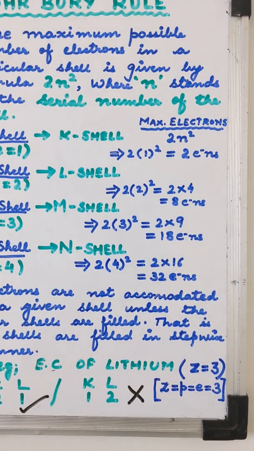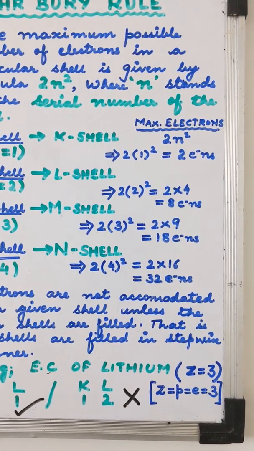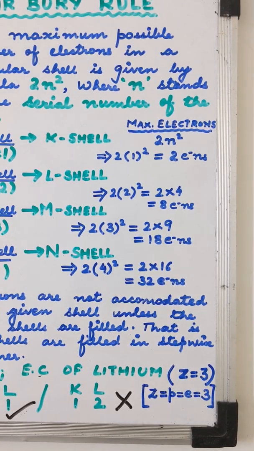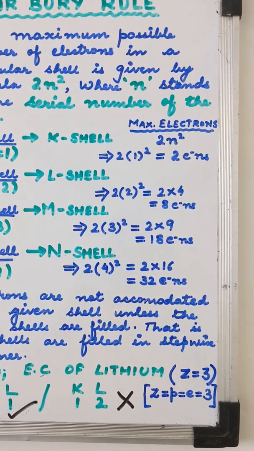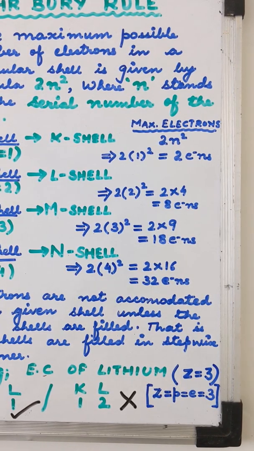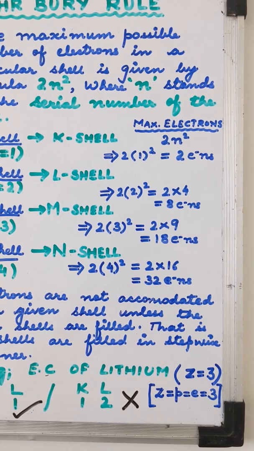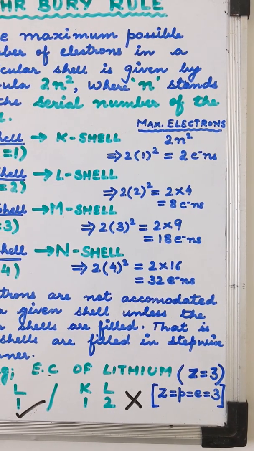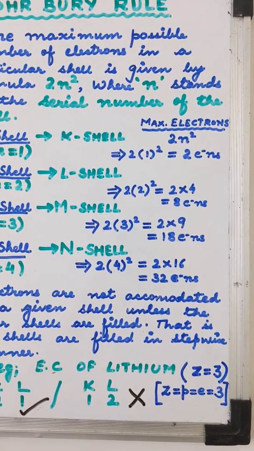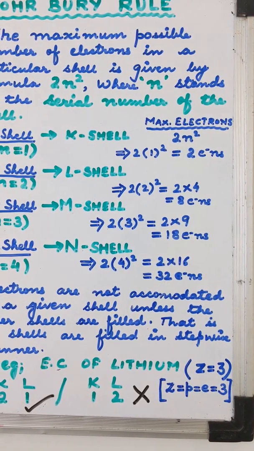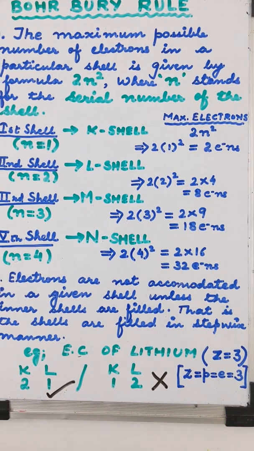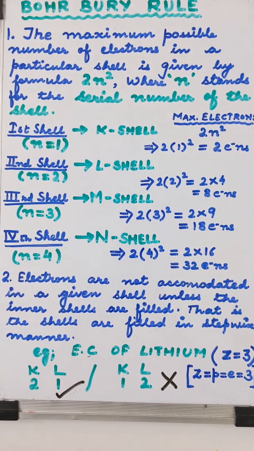If we put the value of n as 1 for the first shell, the maximum electrons come out to be 2. 2 into square of 1 gives us 2. For the second shell, it is 2 into square of 2, that is 2 multiplied by 4, maximum 8 electrons. For the third shell, 2 into square of 3 gives us 2 multiplied by 9, that is maximum 18 electrons. And for the fourth shell, n is equal to 4, so 2 into square of 4, that is 2 multiplied by 16, that is 32 electrons. So this is the maximum number of electrons which can be put in these first 4 shells.